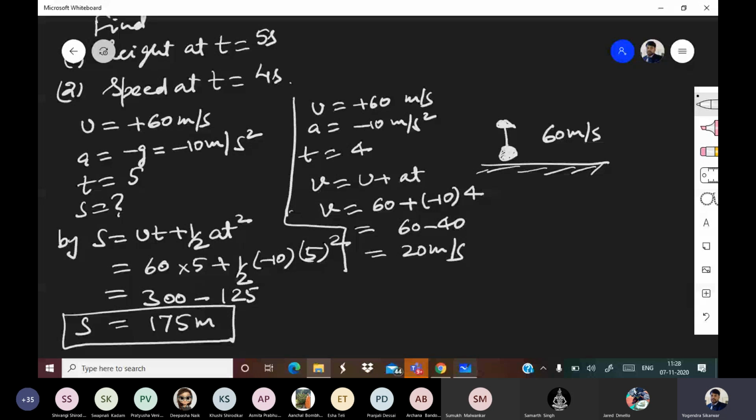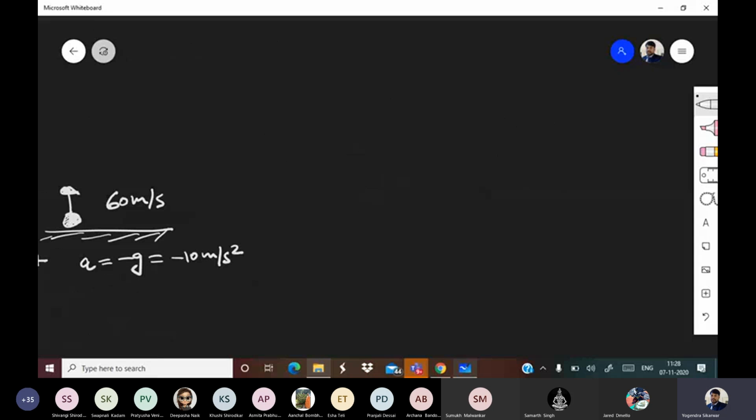This object is thrown upward with 60 meters per second and acceleration a is equal to minus g is equal to minus 10 meters per second square. Correct? Everyone put the pen down and pay full attention on screen.